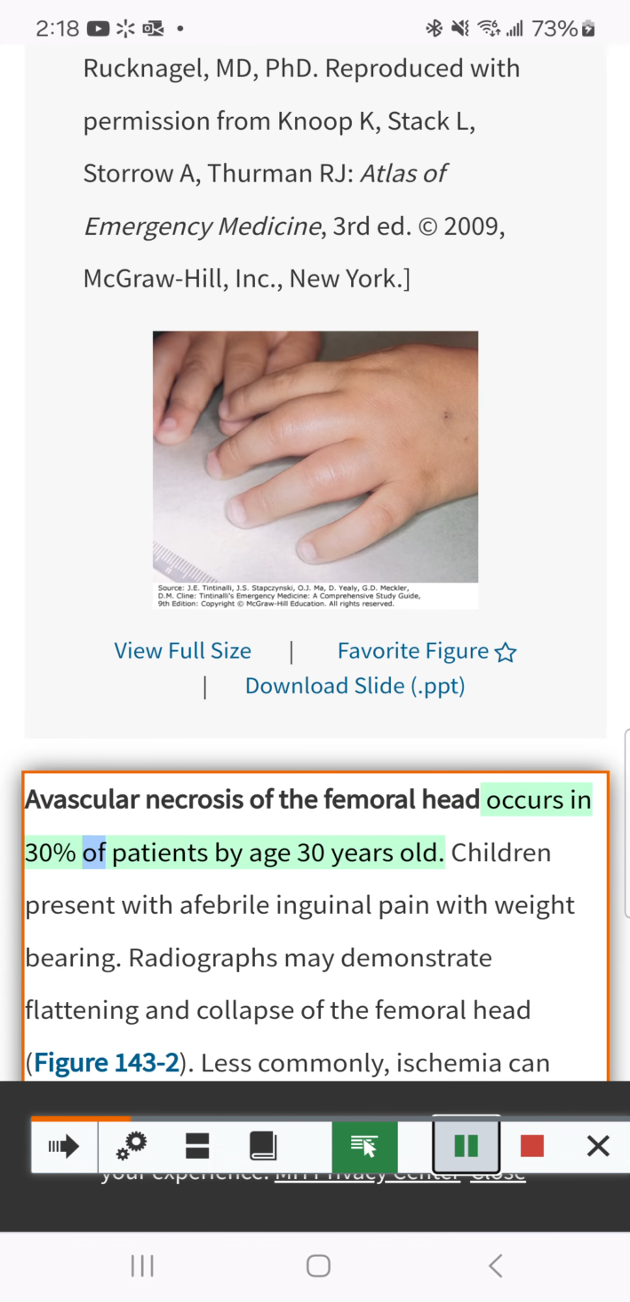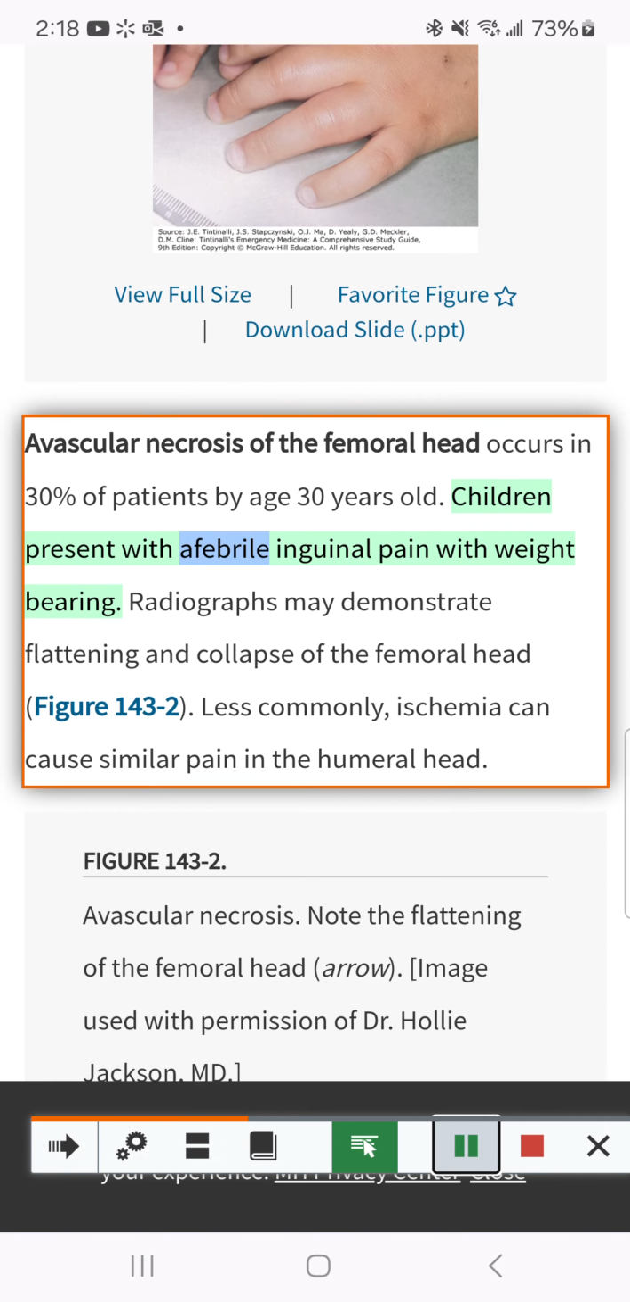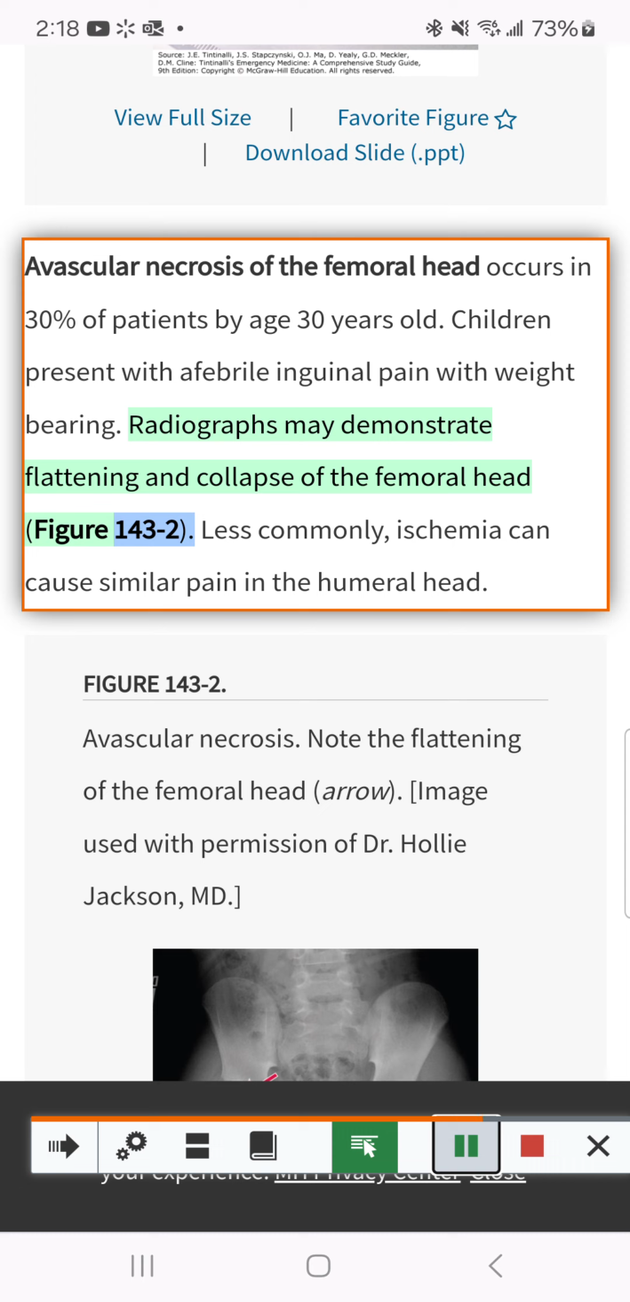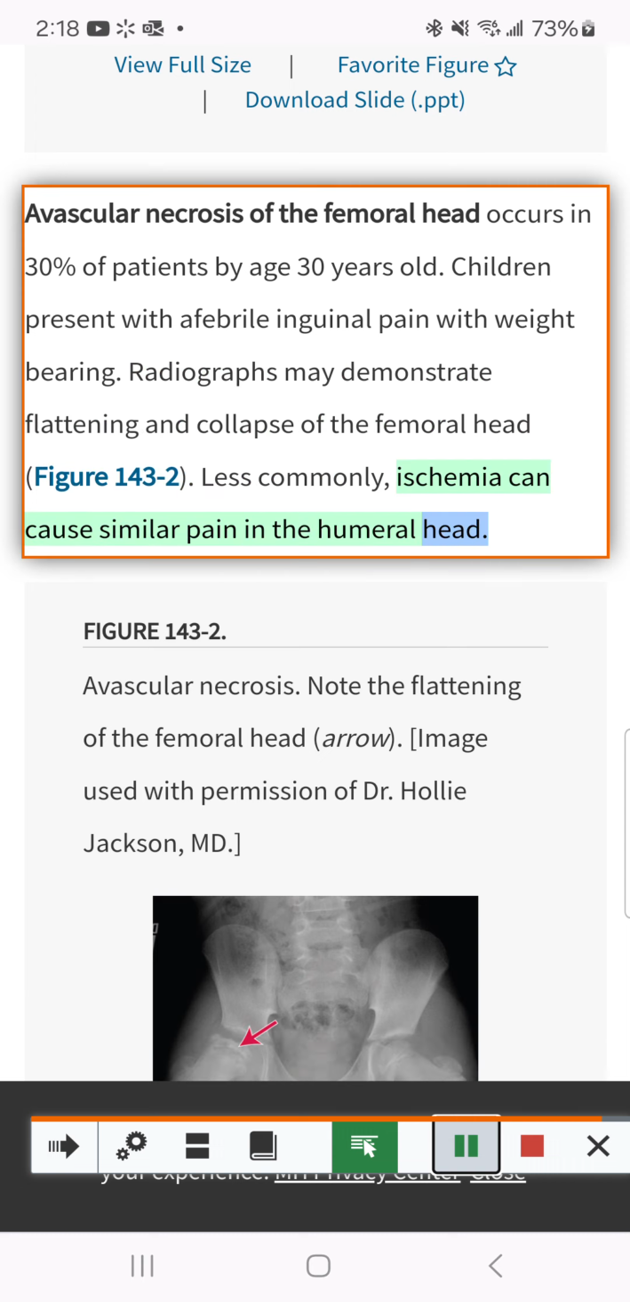Avascular necrosis of the femoral head occurs in 30% of patients by age 30 years old. Children present with febrile inguinal pain with weight bearing. Radiographs may demonstrate flattening and collapse of the femoral head. Figure 143-2. Less commonly, ischemia can cause similar pain in the humeral head.